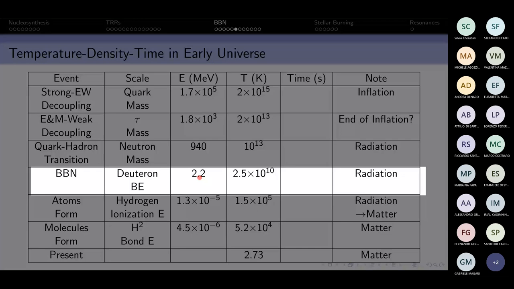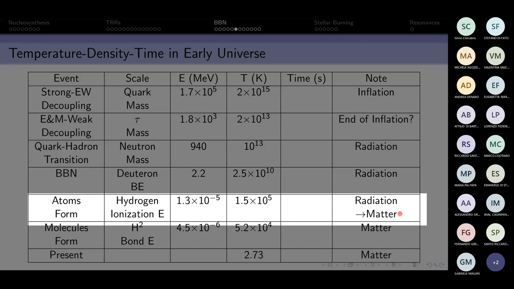Then the universe cooled more and atoms were made. For that energy, I used the ionization energy of hydrogen. How much energy does it take to strip an electron off of hydrogen? Very small, 13.1 eV, one Rydberg. Now we're down in temperatures that you'll see in stars. So 15,000 Kelvin, several tens of thousands of Kelvin or so.